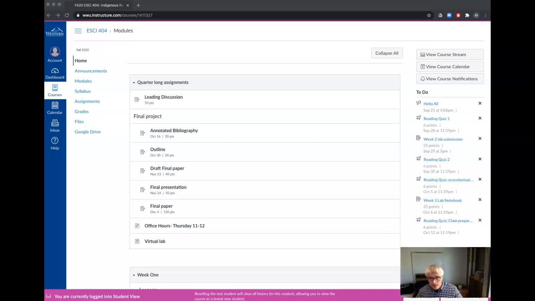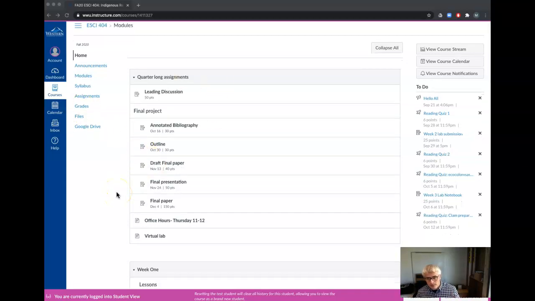At the top of our Canvas page, I have our quarter-long assignments, and this is just a placeholder for trying to figure out where, one, the big assignments are going, and then two, the things that will be kind of ongoing. During our first lab meeting, we'll spend a bit of time talking about these in greater depth.